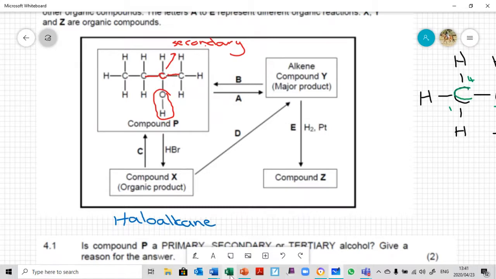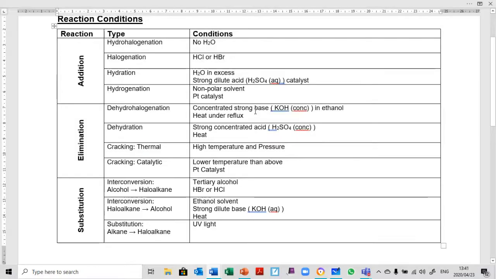We said when we do dehydrohalogenation, we need a concentrated strong base. If you look, when you take things away, there are only two places where you need a base. It's with the halo compounds, when you remove the hydrohalo and add something on or eliminate it.